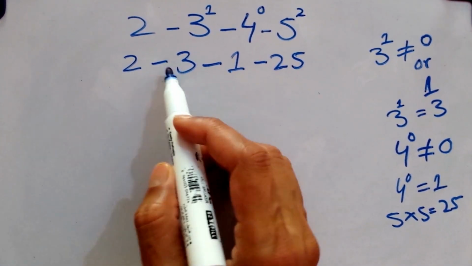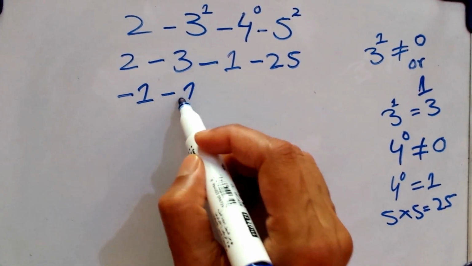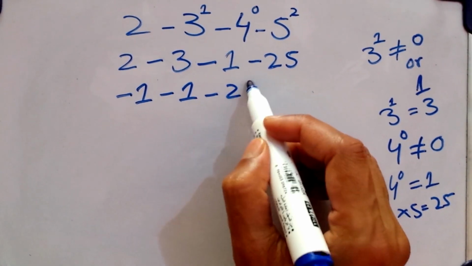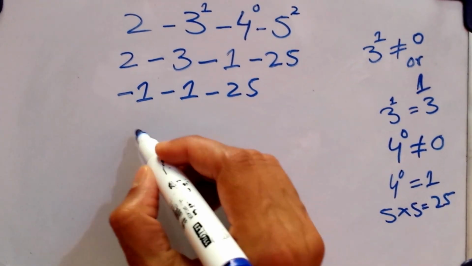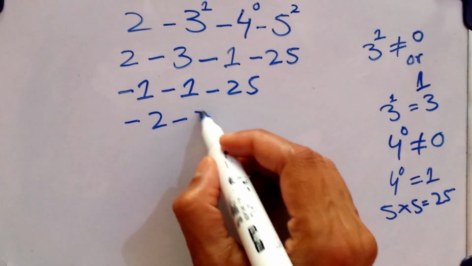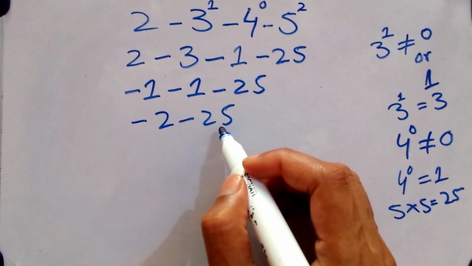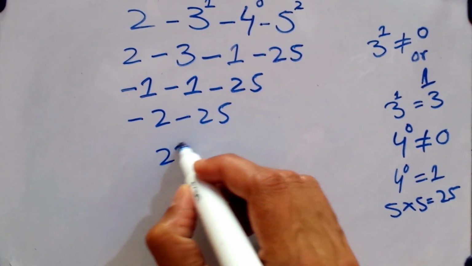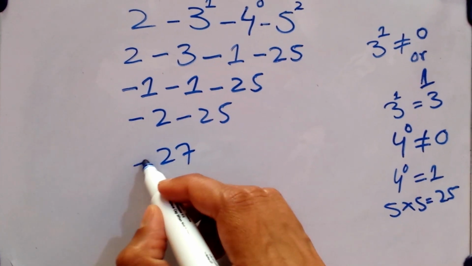Now 2 minus 3 equals minus 1, right? And minus 1 minus 25. Now minus 1 and minus 1, minus 2, minus 1 is plus, so minus 25. Now minus 2 and minus 25 equals 27. But keep the negative sign.